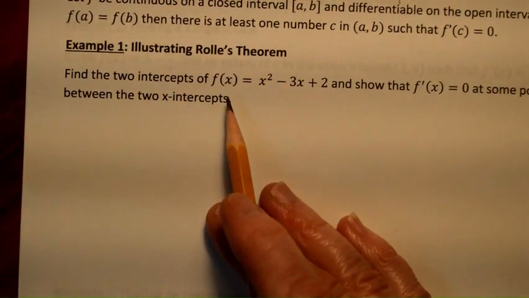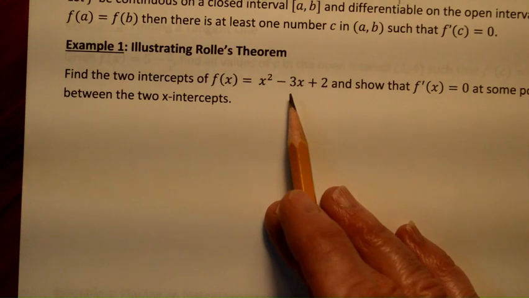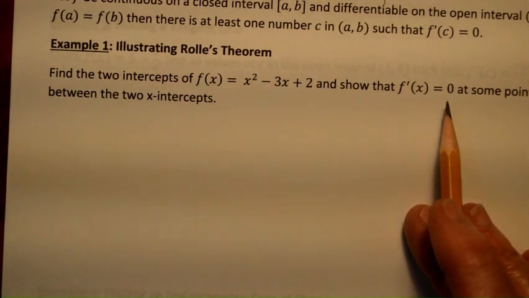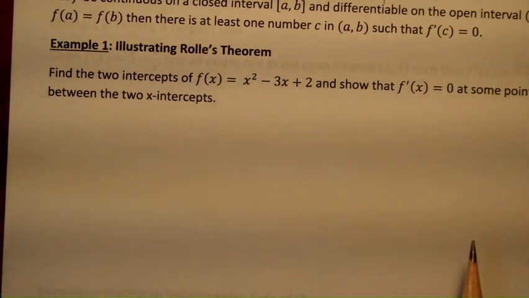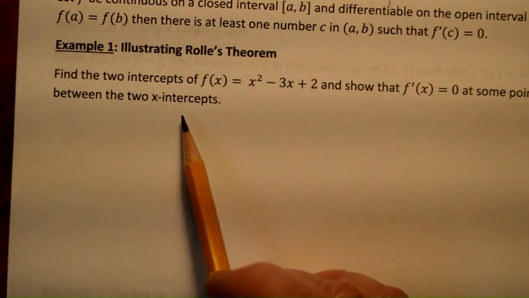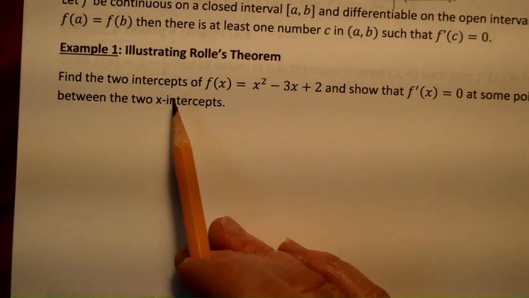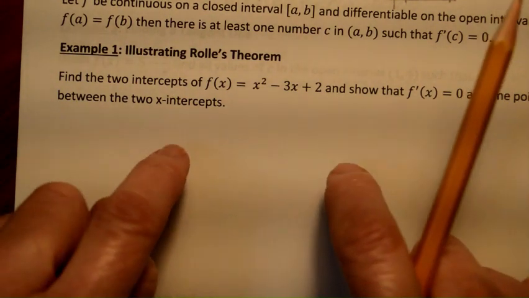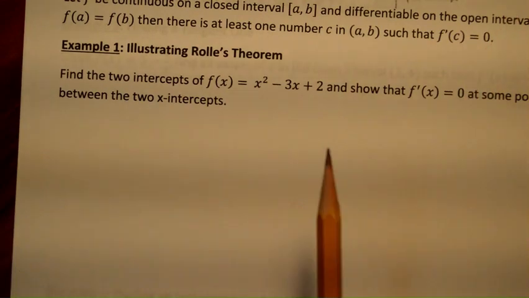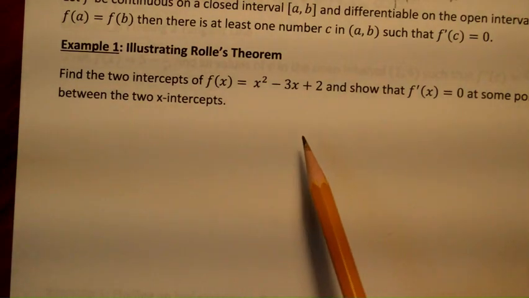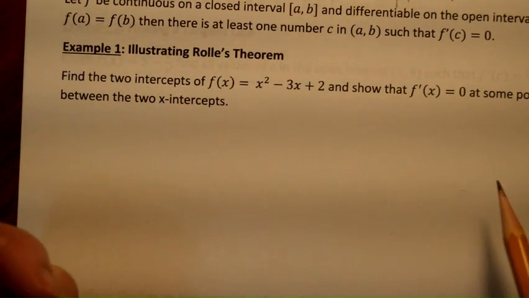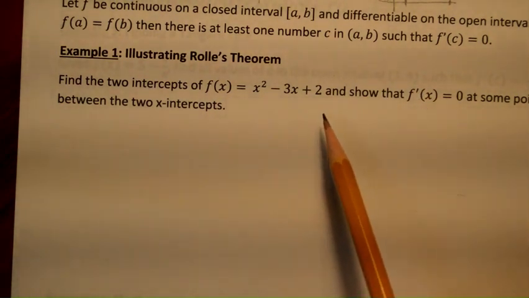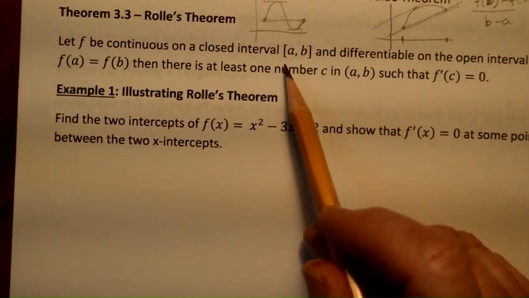So find the two intercepts of x squared minus 3x plus 2 and show that the derivative is 0 at some point between the two x intercepts. The reason they're asking it this way is because they want us to find the 2 points which will have that f of a and f of b have the same value. If they are both crossing the x-axis, then clearly f of a and f of b will both be 0. And then we'll choose that for our closed interval.